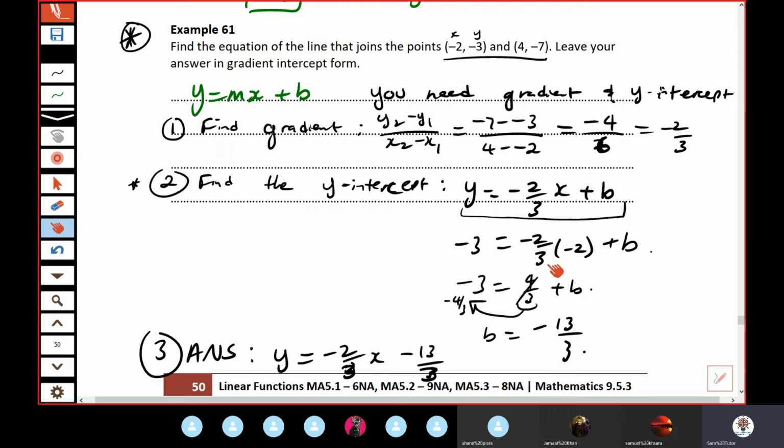Then I simplified this. What's -2 on 3 times -2? Plug that into your calculator. It should say 4 on 3, plus b equals -3. Anyone have any issues with this next line now? I multiplied. Any issues? No. Okay, then I know this is where the issue is.